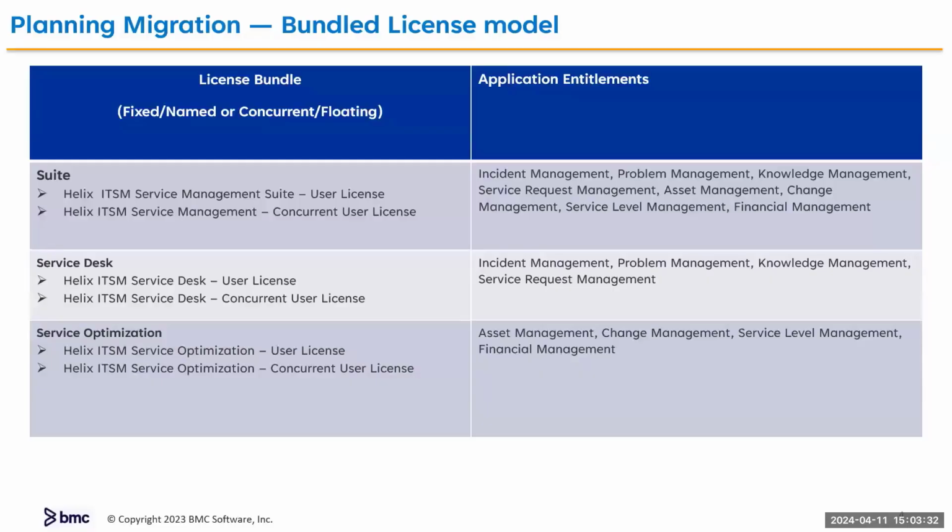Let's get started. This model provides a way to assign a single license to a user. That license provides access to applications assigned to each bundle as shown in the table. Users can be assigned one license from any one of the three bundles. Each bundle offers both fixed and concurrent license options, providing flexibility based on the user needs and organization policies.